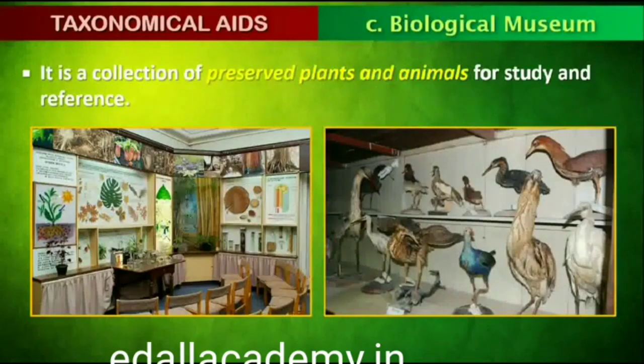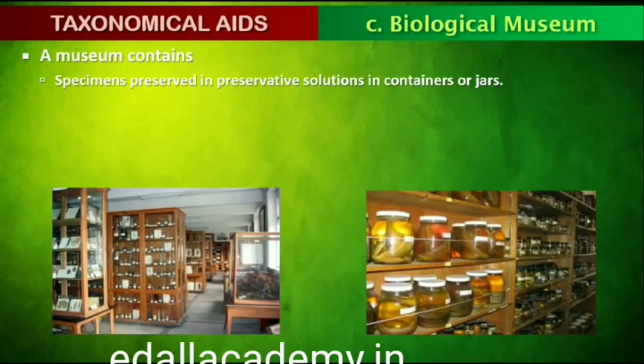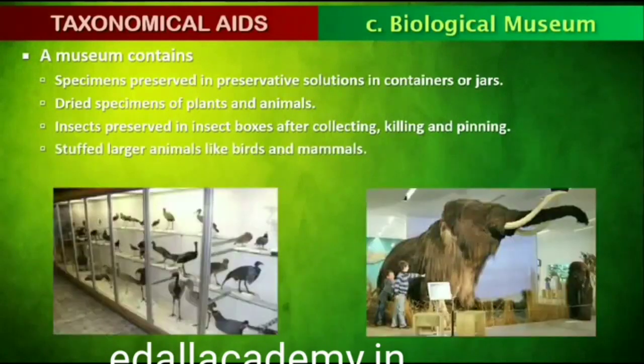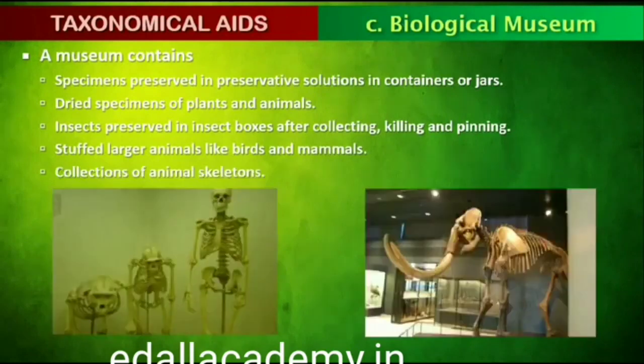1.4.3 Museum. Biological museums are generally set up in educational institutes such as schools and colleges. Museums have collections of preserved plant and animal specimens for study and reference. Specimens are preserved in the containers or jars in preservative solutions. Plant and animal specimens may also be preserved as dry specimens. Insects are preserved in insect boxes after collecting, killing and pinning. Larger animals like birds and mammals are usually stuffed and preserved. Museums often have collections of skeletons of animals too.